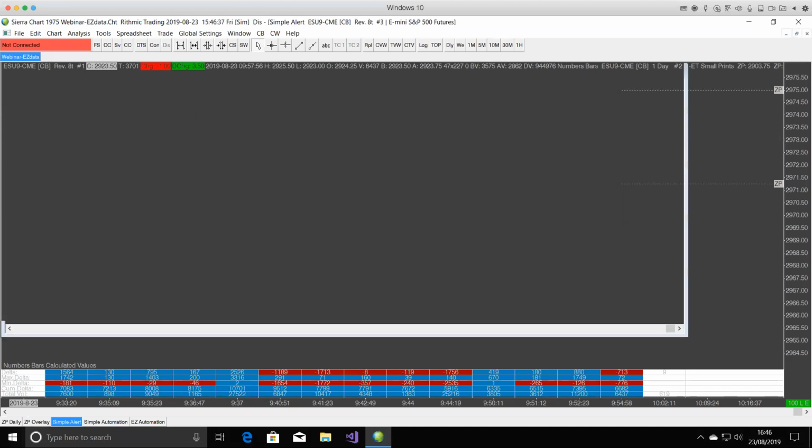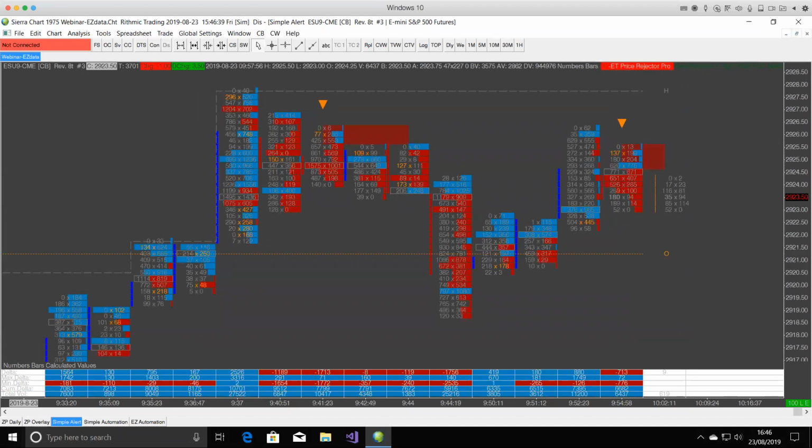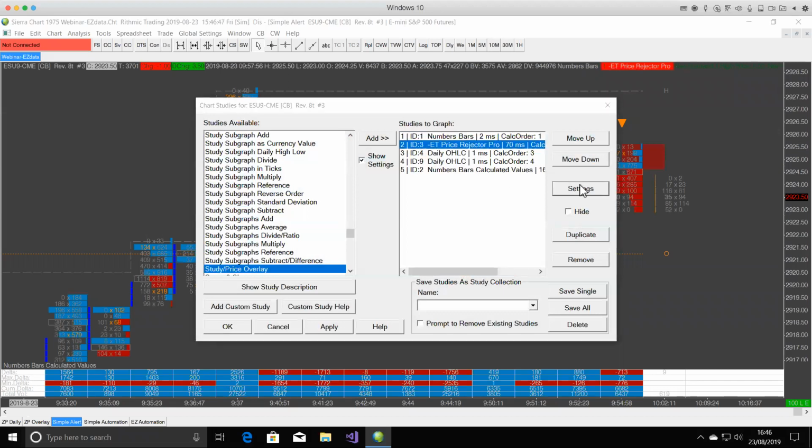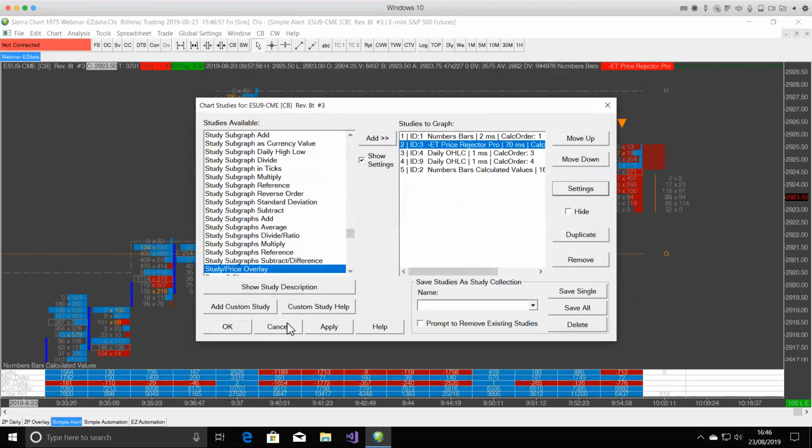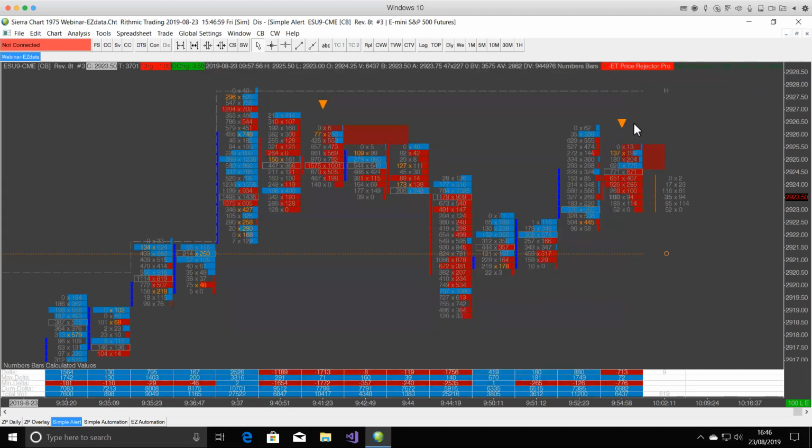We can also do things like set up alerts. So we know here I've got price rejector on this chart. I've got price rejector set up here, just doing something very basic. We're looking for, okay, exhaustion, consistent absorption, and I'm just drawing it with fixed projection so I can see where it is. Now, we've got our indications of when the event occurs.